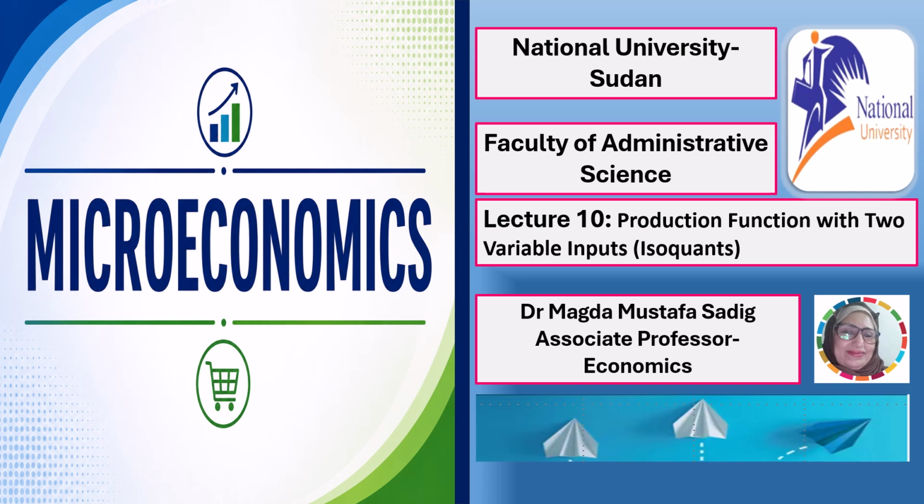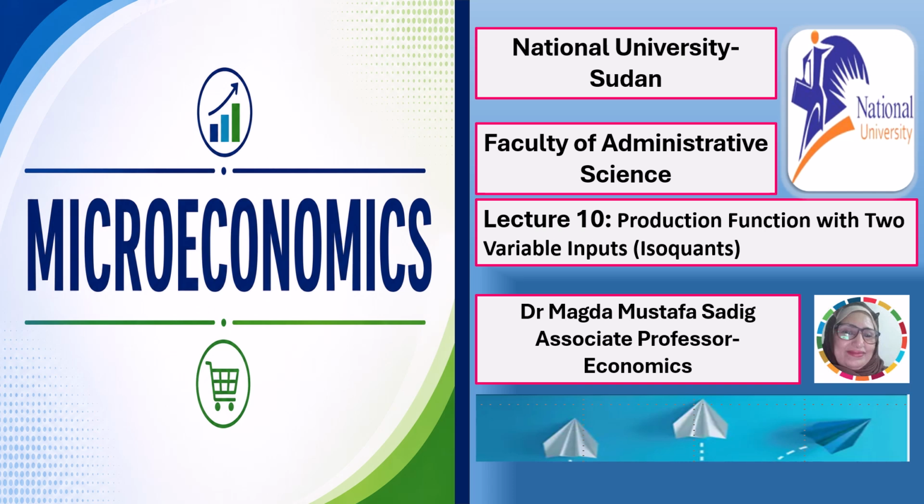In today's lecture, we are going to study one of the most important concepts in production theory, namely the production function with two variable inputs, which is explained through the concept of isoquants. In our previous lectures, we examined production when only one input was variable. Today, we will move to a more realistic situation where firms can change both labor and capital simultaneously.